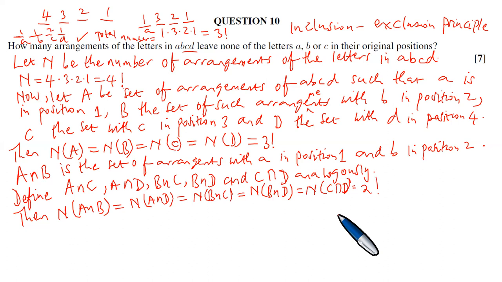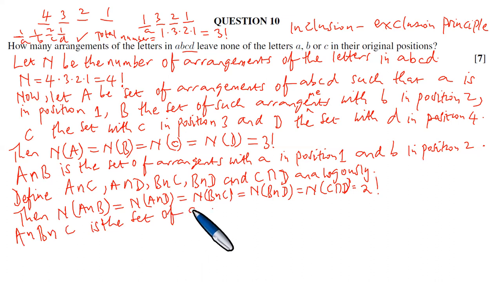Okay, next question. We continue now. Because the inclusion exclusion requires us to look at the individual sets, the intersection of a pair of the sets, all possible pairs, and then the intersections of three sets, the triples. So A intersection B intersection C is the set of arrangements with A in position one.